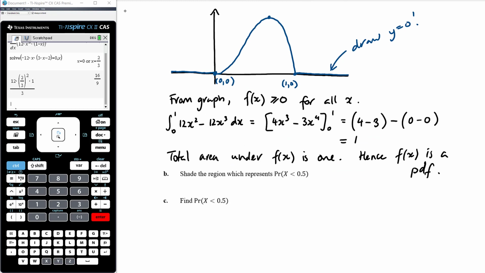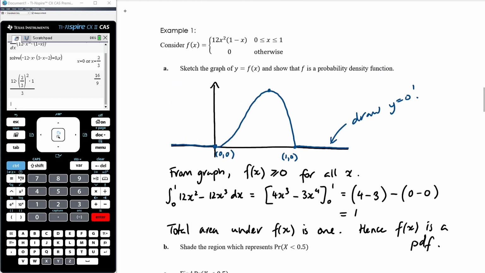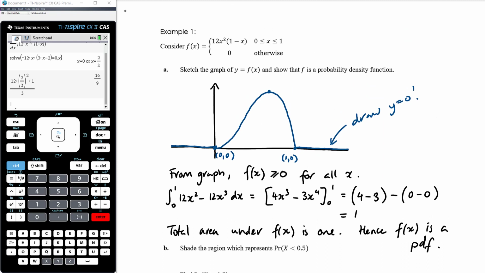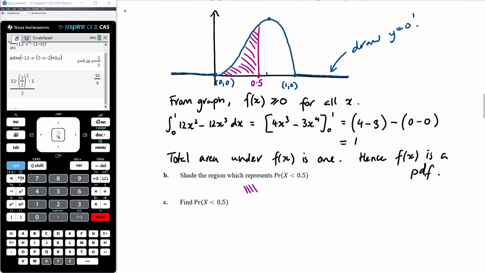Okay, shade the region which represents probability of x less than 0.5. We already worked out that the turning point was at 2/3 there, so 0.5 is going to be lower down than that. So x less than 0.5 would be this bit of region here. Whether it's less than or equal to doesn't really matter. So that purple area would be the shaded region which represents the probability that x is less than 0.5.